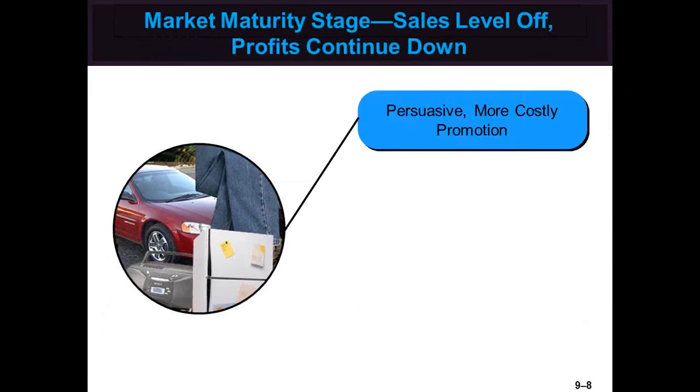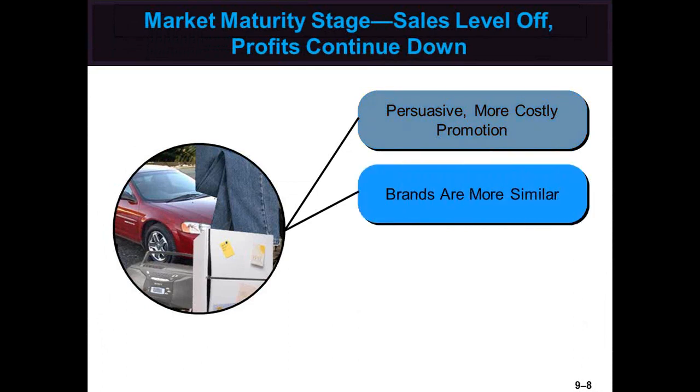In the market maturity stage, sales level off and competition continues to increase. Most of the products we use every day are mature products. Promotion costs increase and competition in price in some segments cuts into profits. As a result, some firms that are less efficient are forced to drop out of the market. Some new firms may enter the market in a maturity phase, but competing with established, strong competitors is difficult.